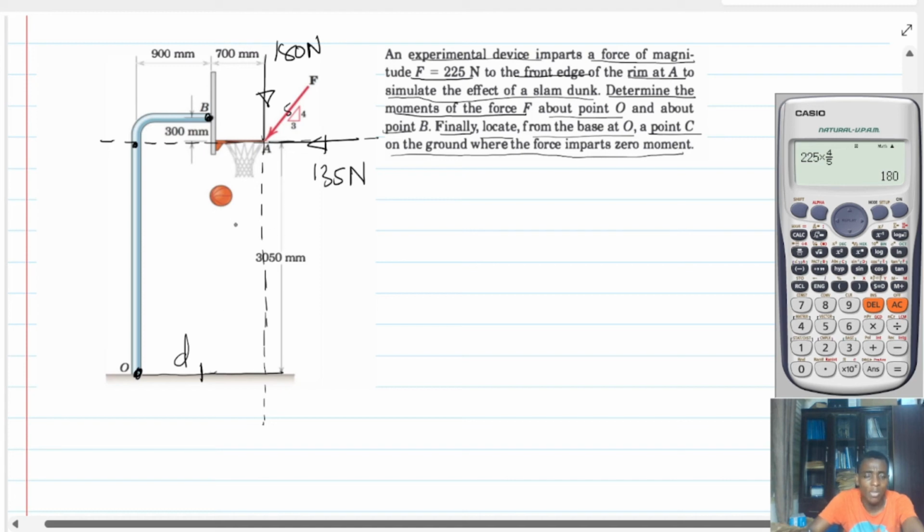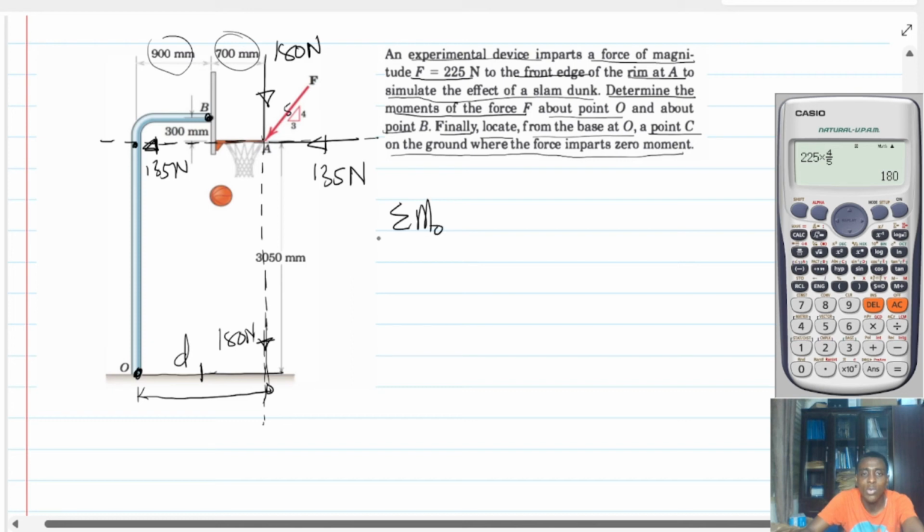Now, by the principle of transmissibility, what this means is that I can even represent the 135 Newton force here on the same straight line. And similarly, I can even bring the 180 Newton force here, on the same straight line. And the moment arm will be the distance from here all the way here. And that is what? 900 plus what? 700. So let's do it quickly.